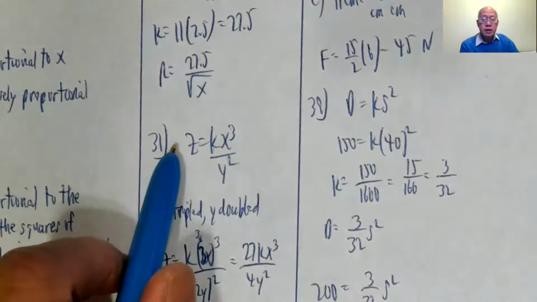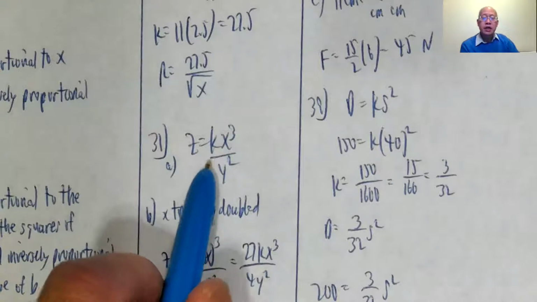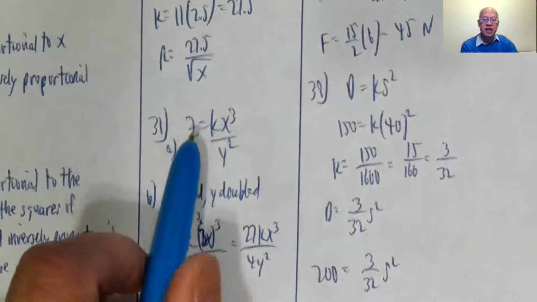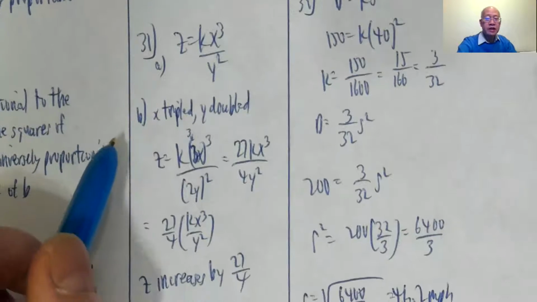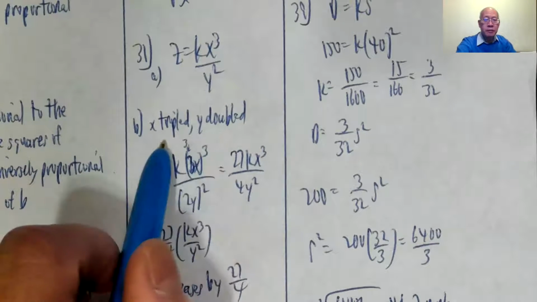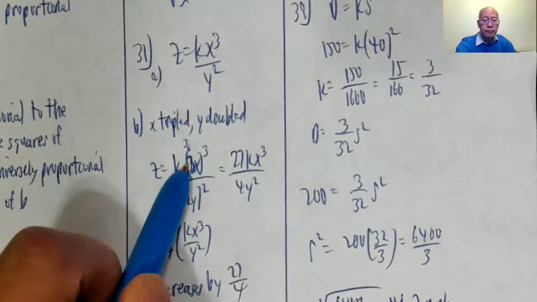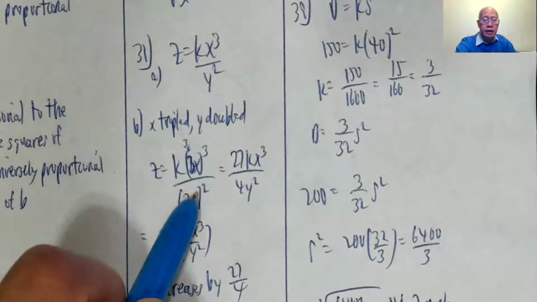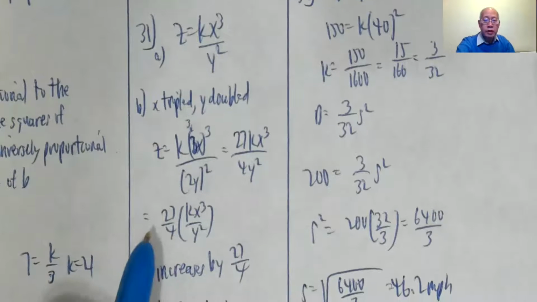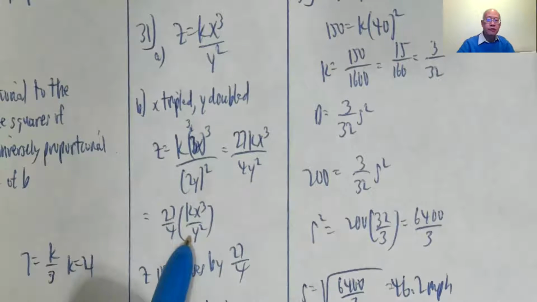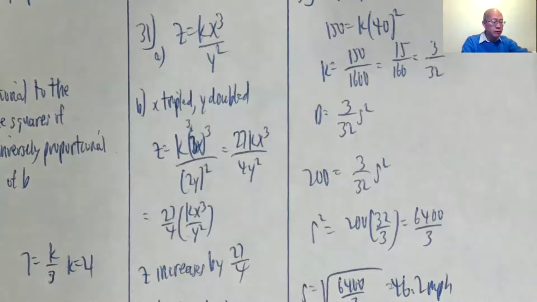31, part A, z is directly proportional to the cube of x, inversely proportional to the square of y. So z is kx cubed over y squared. And part B, what's the effect if x is tripled and y is doubled? So I triple x means put 3x right here, 3x cubed, double y, so that's 2y squared. That comes up to be 27kx cubed over 4y squared, which I can write as 27 over 4 times kx cubed over y squared. This is the original. So z increases by a factor of 27 over 4.